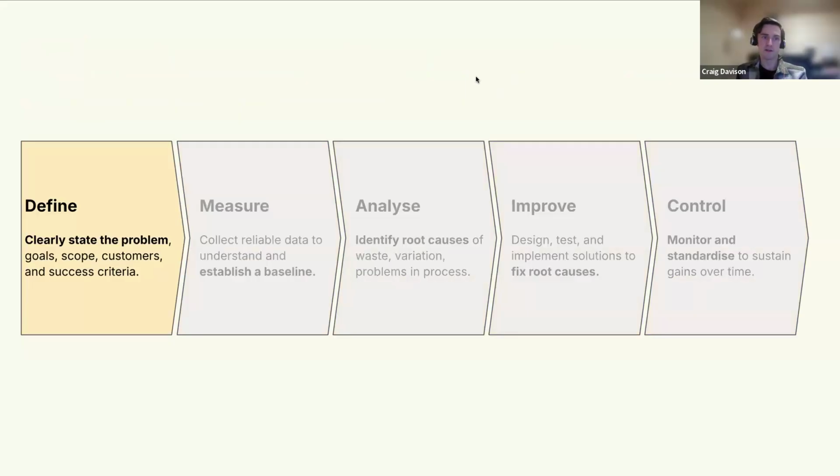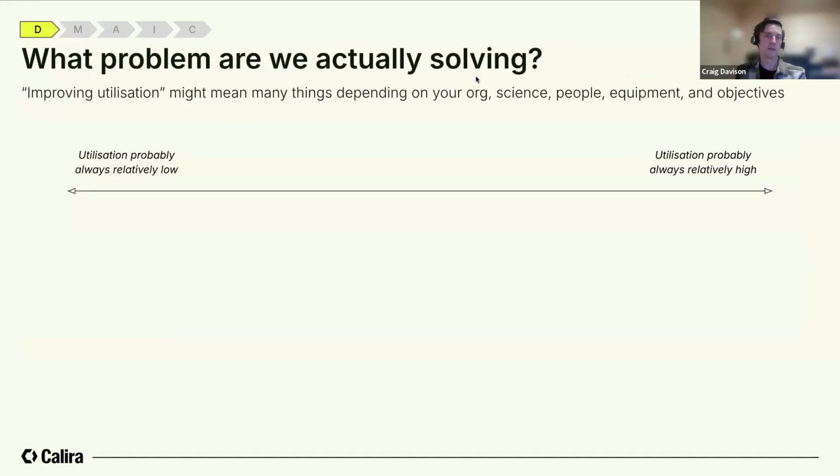So this step sounds obvious, but it's actually where most teams go wrong. When someone says we need better utilization, they often mean very different things. So some instruments are supposed to have low utilization. Maybe they're highly specialized tools or equipment used for rare assays. These shouldn't be run constantly. So maybe something like a 20% utilization rate in that example isn't a failure.